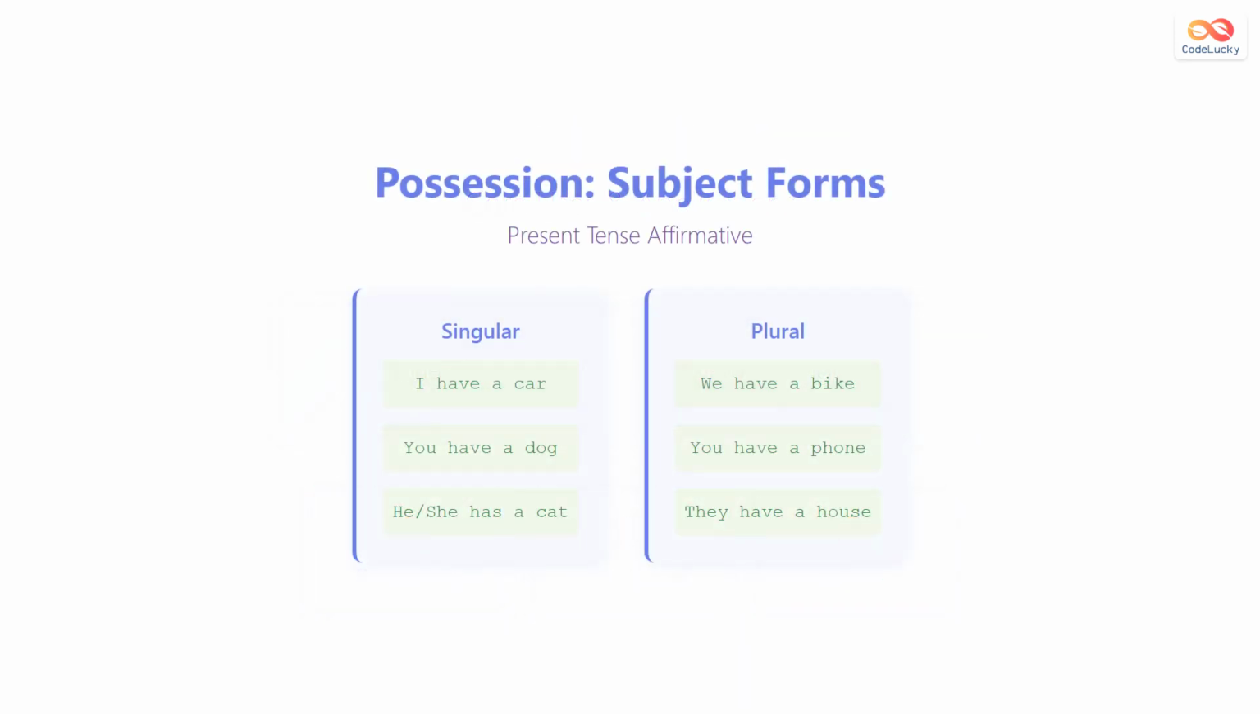Now let us look at possession with the verb to have. When we use to have to show possession, we conjugate it differently depending on the subject. For singular subjects like I, you, he, she, or it, the forms change. I have a car. You have a dog. He has a cat. For plural subjects, we use we, you, and they. The form is different. We have a bike. You have a phone. They have a house. Notice that with he, she, and it, we add the letter s to make it has. All other subjects use have without the s.